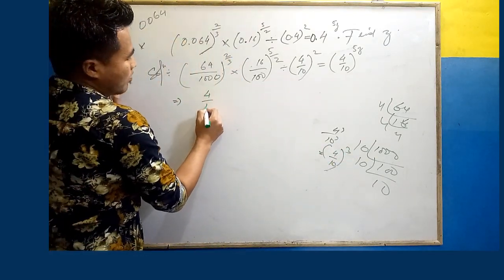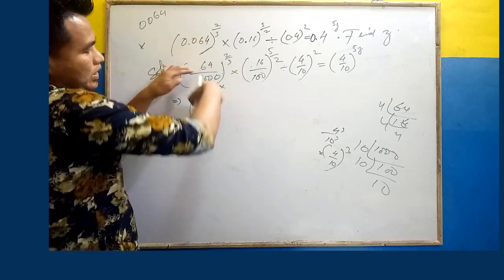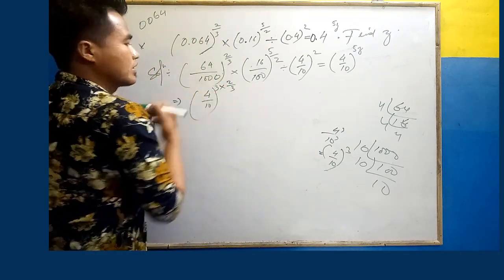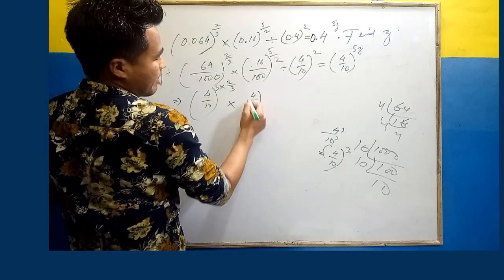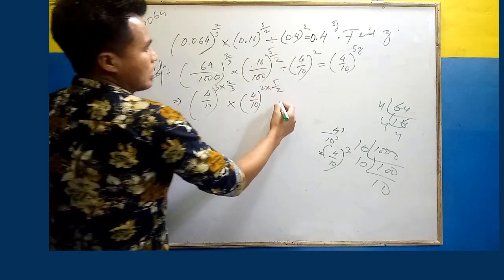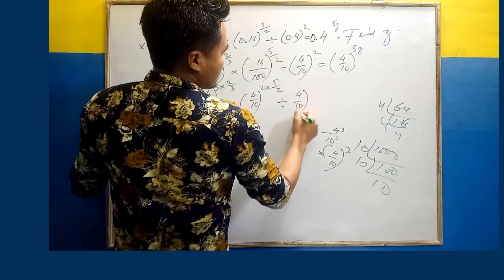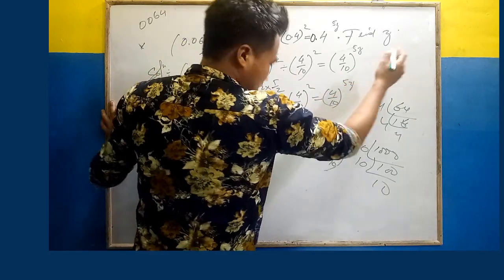So that means I can write 4 by 10 to the power 3. Since we again have a power on this one, it will be multiplied, 2 by 3. I hope you understand. This one also will be 4 by 10 squared, and taking the power out, this will be 5 by 2. I hope you understand. So divided by 4 by 10 to the power 2, which is equal to 4 by 10 to the power 5z.